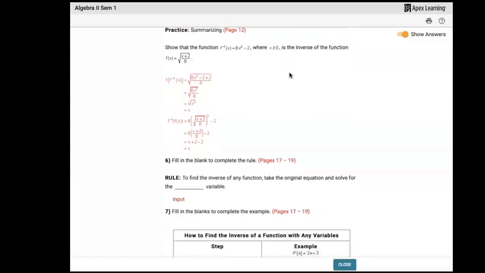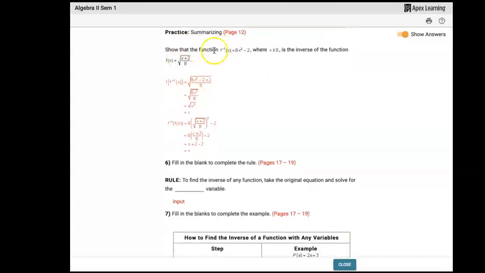All right. So then it says show that f negative 1 of x equals 8x squared minus 2, where x is greater than or equal to 0, is the inverse function of this guy. So you can ignore the x is greater than or equal to 0, right? That is a boundary condition, and what this is saying is that this function, or the inverse function, might not work if it is something less than 0, right?